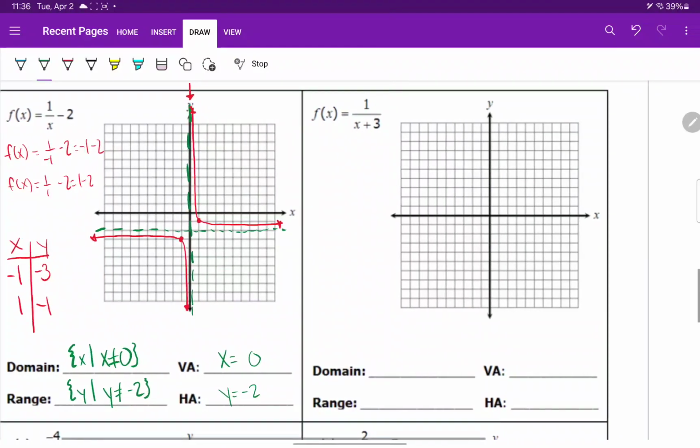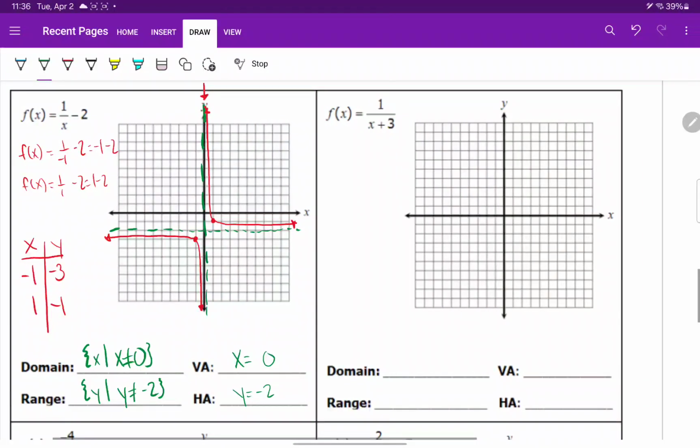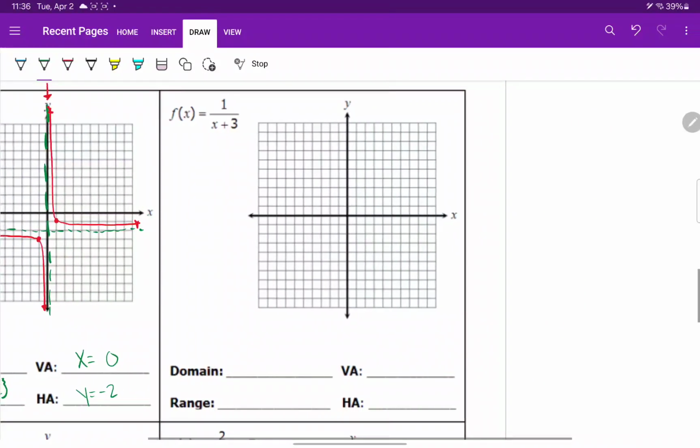All right, let's take a look at this next one here. So again, we're looking at transformations. The only transformation I see here is left 3. So here we're going to say x is equal to -3. And for our k value, there is no number, so y is equal to 0.